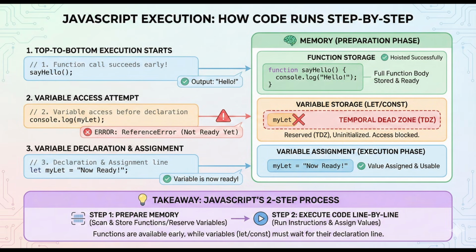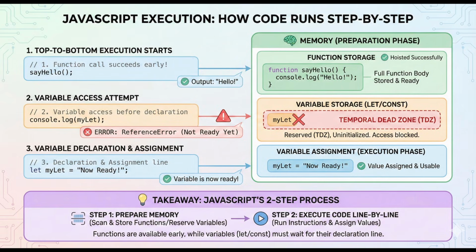Next, JavaScript moves to the next line. Now suppose this line tries to access a variable declared with let before its declaration. At this moment, JavaScript knows the variable exists, but it is not ready to be used yet. That is why you get an error. When execution reaches the actual variable declaration line, JavaScript assigns the value to the variable. From that point onward, the variable can be safely used.